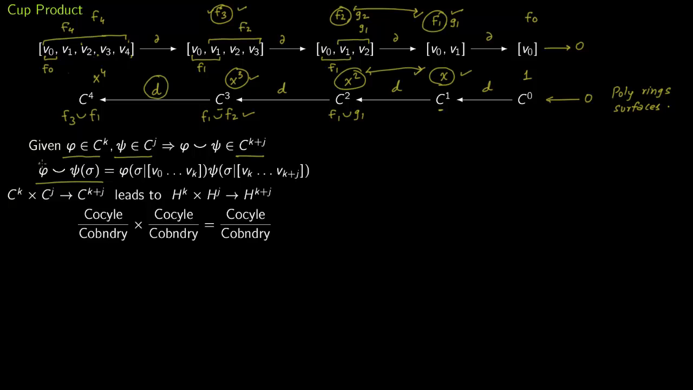So the first element acts on k vertices, the second element acts on k to k plus j vertices. Notice that there is a common vertex here, v_k and v_k, and sigma is for singular complexes. Now this should lead to cohomology groups. Now the reason why we are going from here to cohomology is simple.